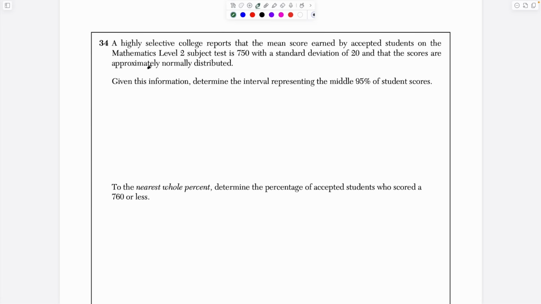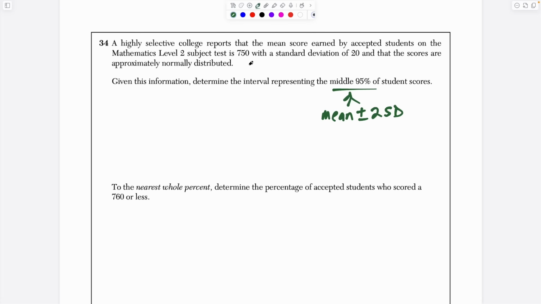Question 34. A highly selective college reports that the mean score earned by accepted students on the mathematics level 2 subject test is 750 with a standard deviation of 20, and that the scores are approximately normally distributed. Given this information, determine the interval representing the middle 95% of student scores. So the first thing we have to do here for the middle 95% is take the mean and find the mean plus or minus 2 standard deviations.